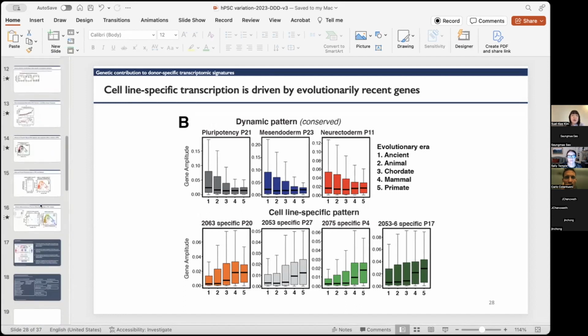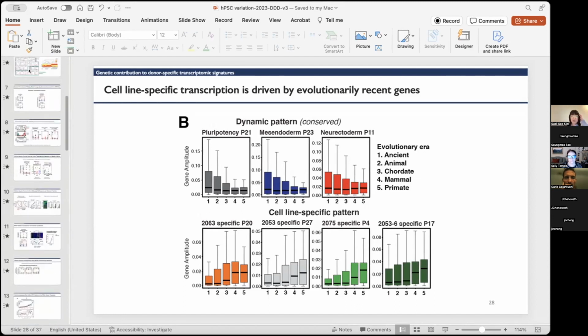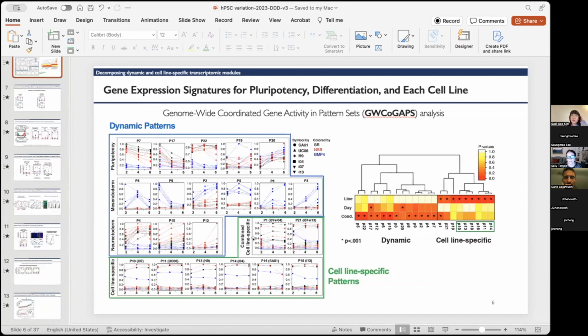When we used the COGAPS analysis to identify this cell line specific pattern, there was a specific condition that we triggered: the Noggin, SB and BMP4 condition, in which we mainly perturb the BMP4 signaling in the system. And then I think we dissected out the BMP4 response as a dynamic pattern, and also some other very stable traits, which are linked with donor-specific features, separated out as a cell line specific pattern.